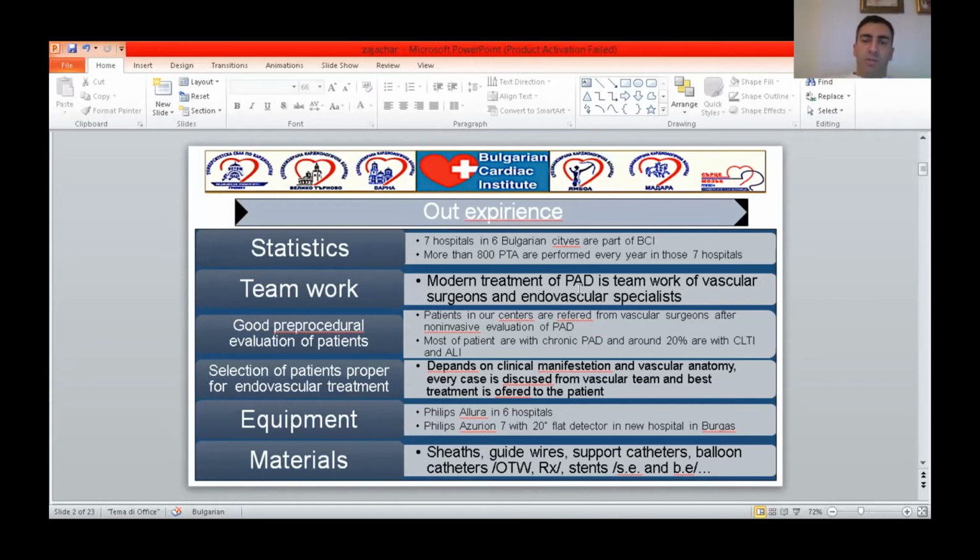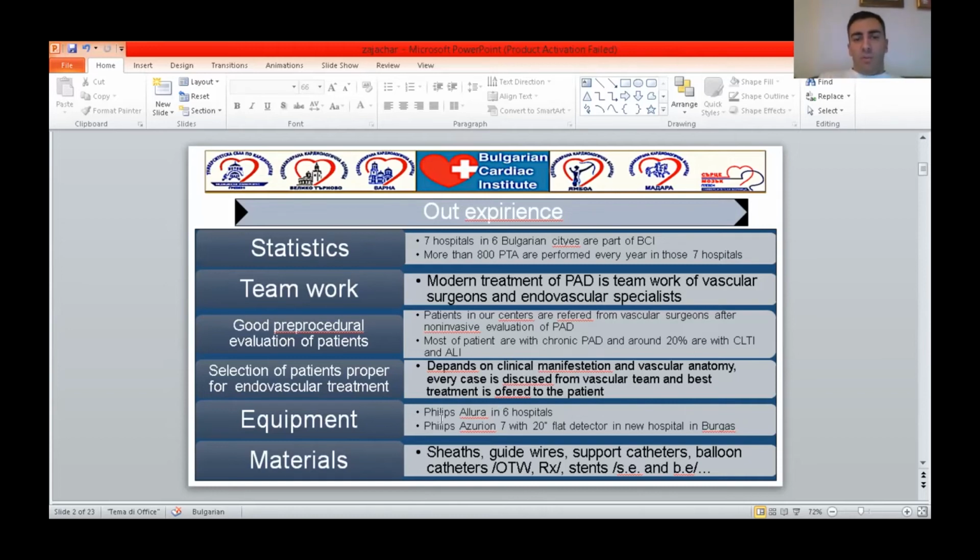This is teamwork. Modern treatment of peripheral arterial disease is teamwork of vascular surgeons and endovascular specialists. In our centers, patients are sent by vascular surgeons after non-invasive evaluation. Most patients have chronic peripheral arterial disease, and around 20% have critical limb-threatening ischemia or acute limb ischemia. Depending on clinical manifestation and vascular anatomy, every case is discussed and the best treatment is offered to the patient.